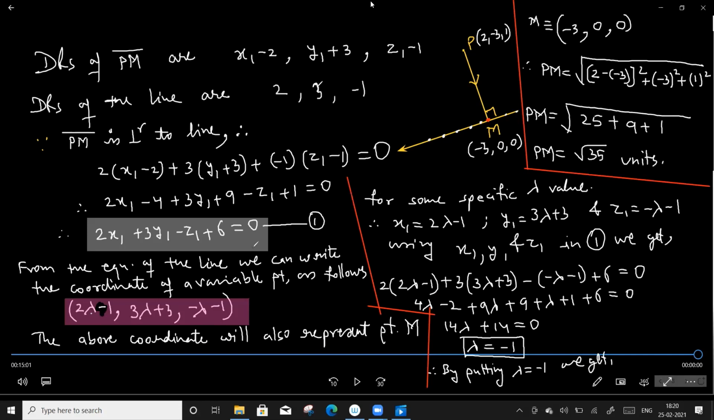You can write the final answer as: therefore, the perpendicular distance of the given point from the given line is root 35 units. Okay, so I hope you followed. What are the things that we did? You can check once again.